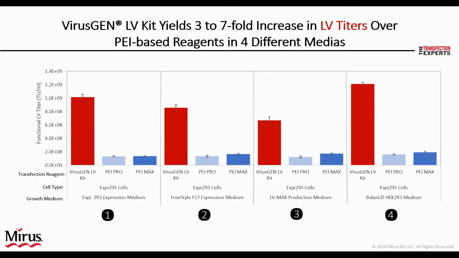We found that the VirusGEN LV kit yielded 3 to 7-fold higher functional titers as compared to PEI Pro and PEI Max. I'd also like to note that we've repeated this experiment several times, and that trend is very consistent. Another trend we see is overall highest LV expression with the Balanced CD media and XB293 medias, with slightly lower titers consistently observed in FreeStyle F17 and LV-MAX.